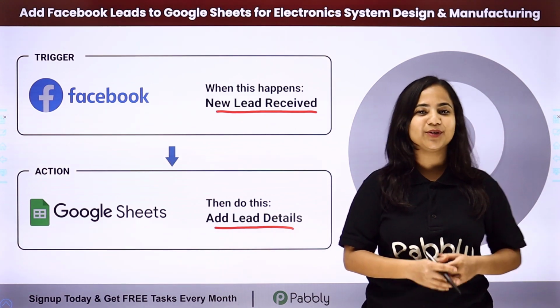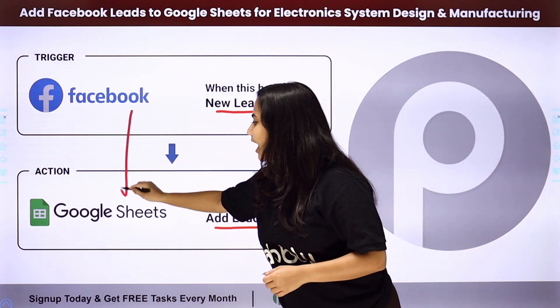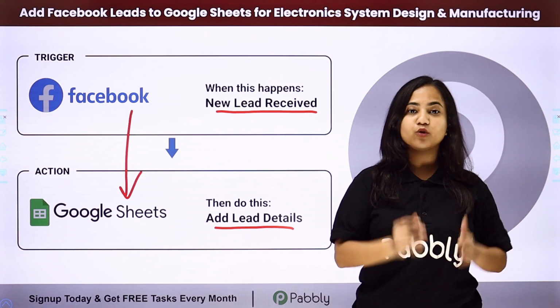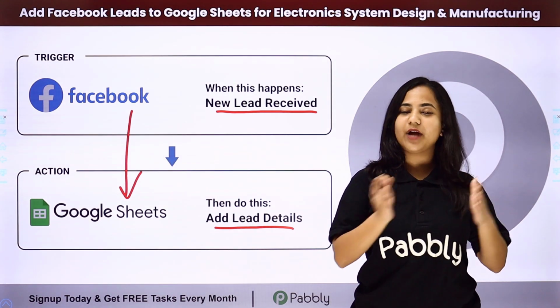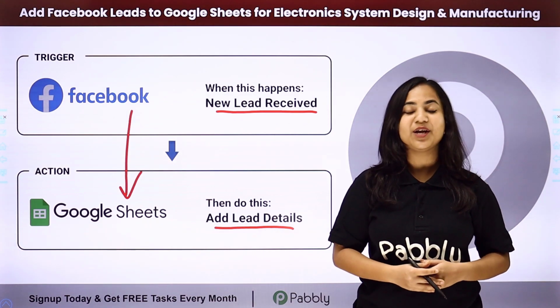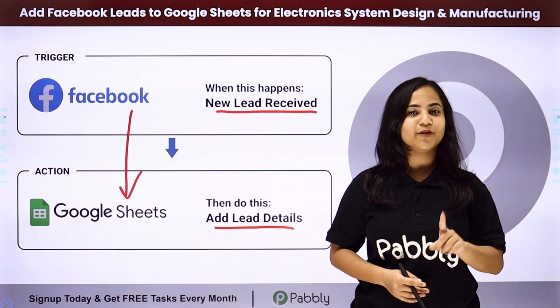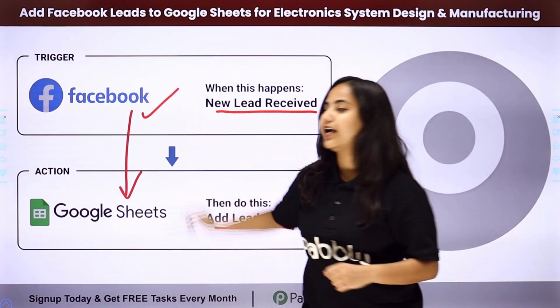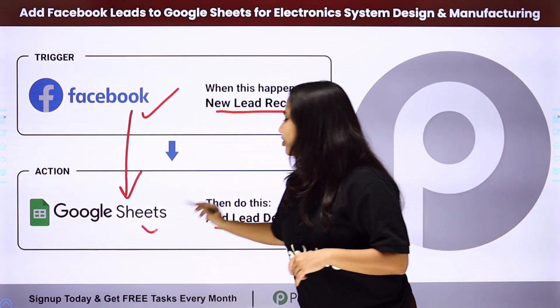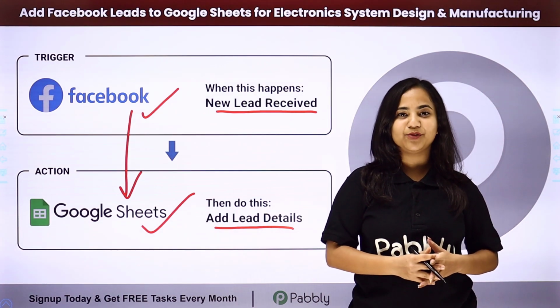For that, I'm simply going to create a connection between Facebook lead ads and Google Sheets in such a way that whenever a new lead is generated through Facebook lead ads, all the lead details would be added into my Google Sheets automatically. Pabbly Connect works on two principles. First is trigger and second is action. Here my trigger application is Facebook lead ads and my action application is Google Sheets. To learn how to do this, let me take you to my screen.